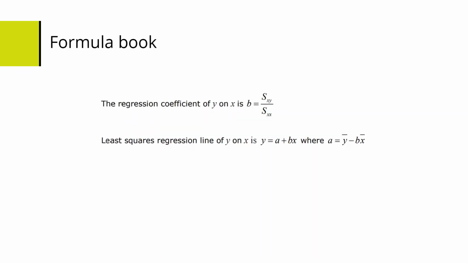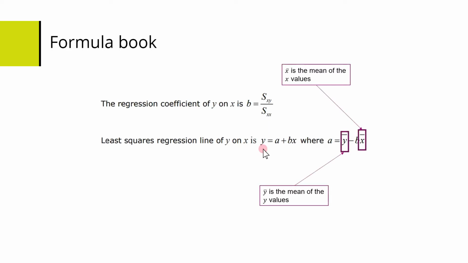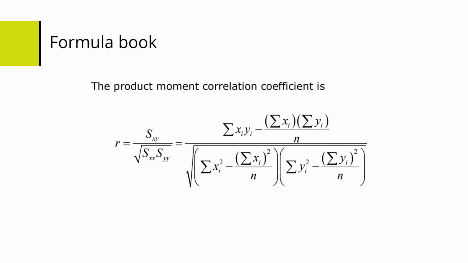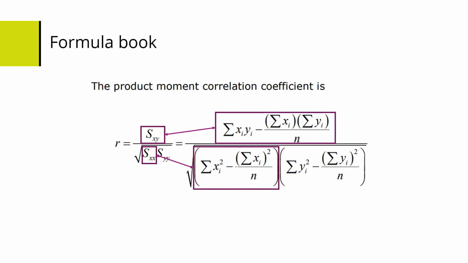We're given two formulae in the formula book to help with this. In the second part of that one, there is y equals a plus bx, where a is y bar, which is the mean of the y values, minus b times x bar, where x bar is the mean of the x values, and b is referring to this b up here, Sxy over Sxx. In the formula book just above this, there is the product moment correlation coefficient formula, which has Sxy and Sxx in it. Sxy here is the numerator of this fraction, and Sxx is this part in the first bracket in the denominator. So we can use that to help us as well.